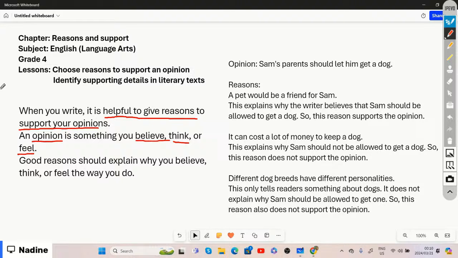So basically, our opinion is something that you believe, that you think, or that you feel. And good reasons, you need to give reasons as to why you feel, believe, or think this way, because good reasons should explain why you believe, feel, or think this way.